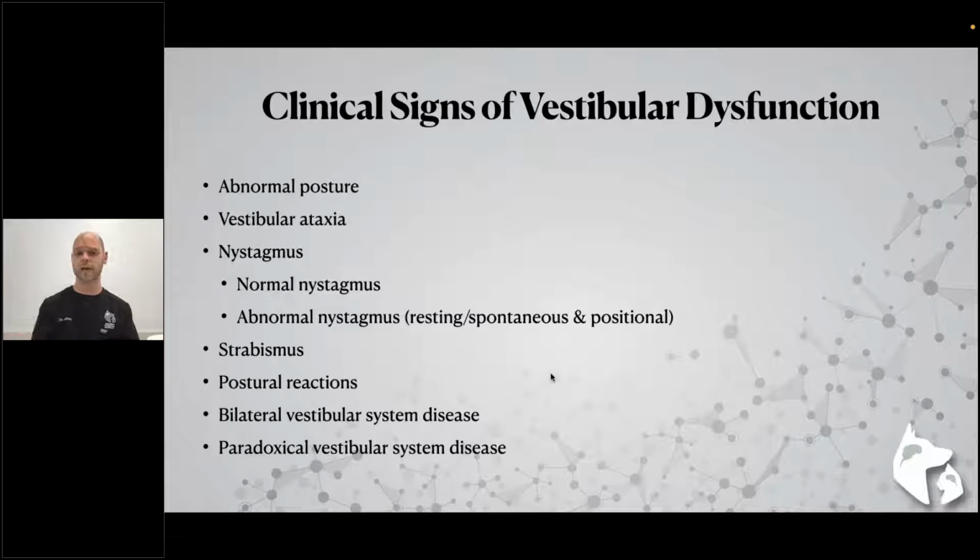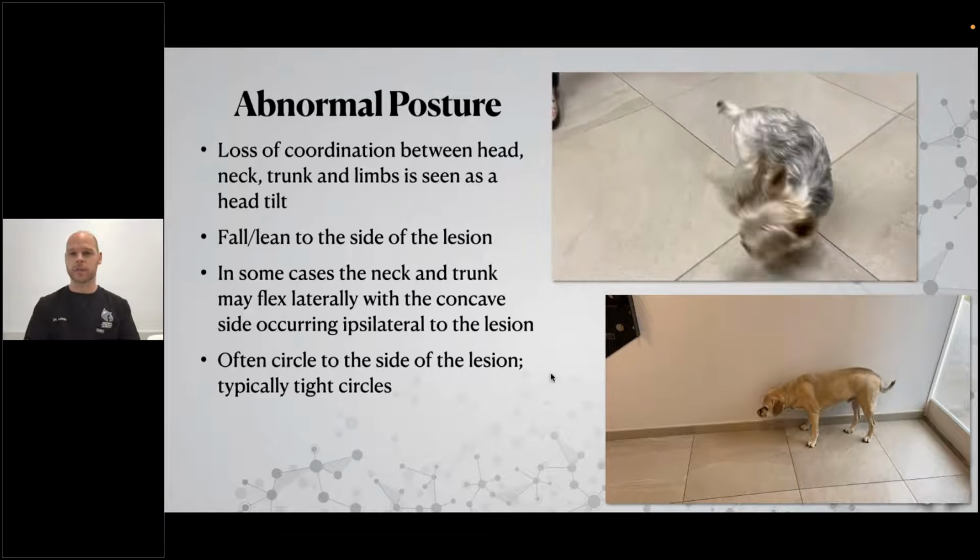We then have postural reactions, which we'll talk about when those play a role in vestibular dysfunction. We'll then talk about bilateral vestibular system disease, and then again touch base on paradoxical vestibular system disease here at the end. So, abnormal posture.